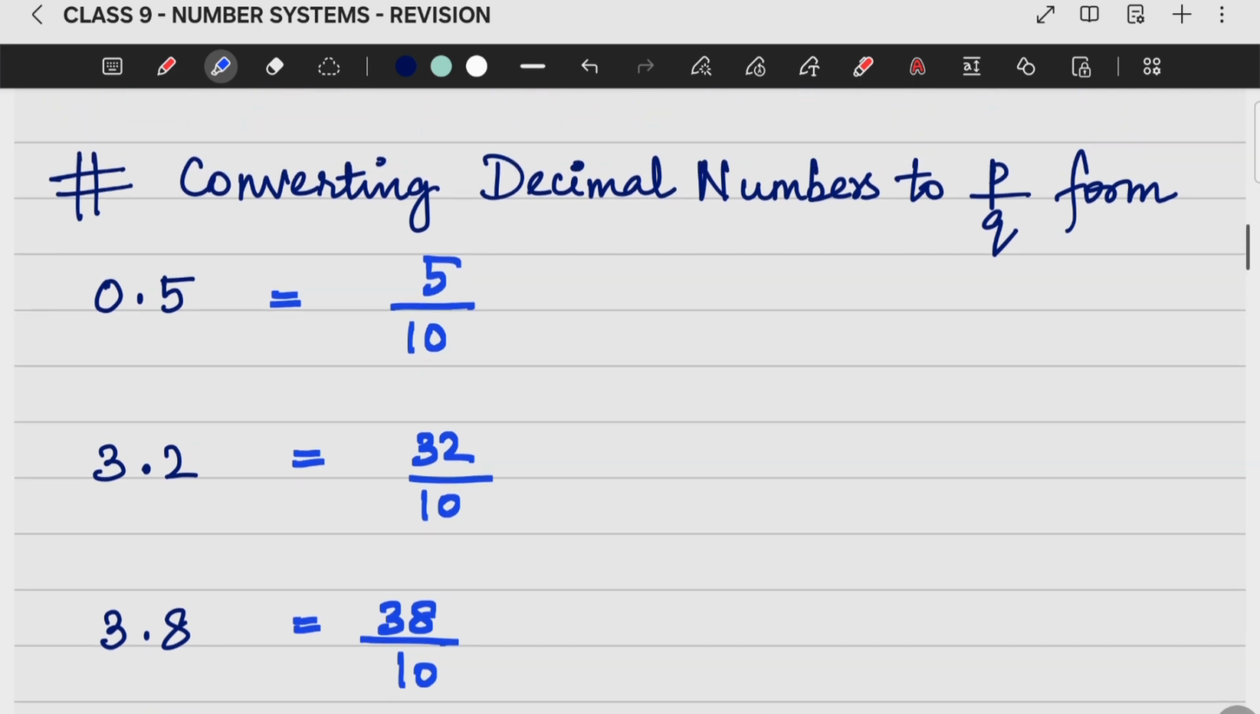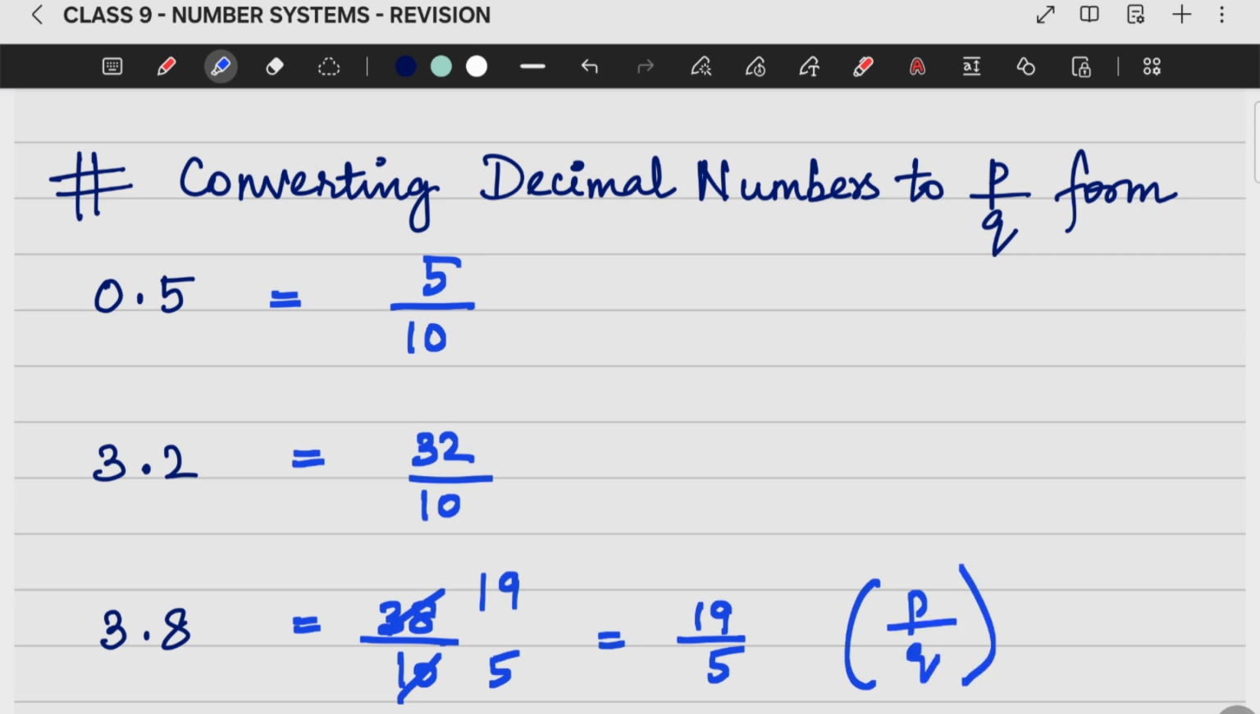If you want, you can further simplify it. So 2 nineteens are 38 and 2 fives are 10. So this is also equal to 19 by 5. It is in the form of p by q. So whenever you're given direct decimals, you can easily express them in the form of p by q.